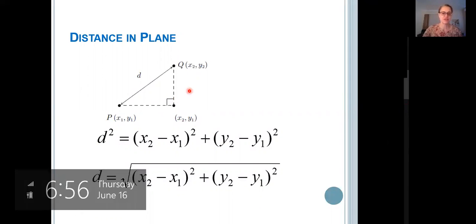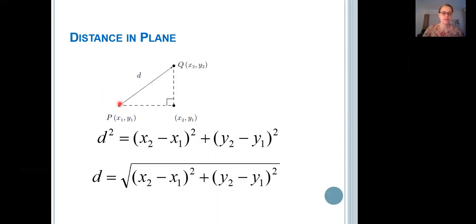So let's talk about 2 points. A point here, point P, is at some point in space. We're just going to call that (x1, y1). And we care about the distance between this point P and another point Q, that is at some other point in space. We're just going to call those coordinates x2 and y2. It doesn't matter what they are. These are just placeholders for numbers we'll talk about in a minute.